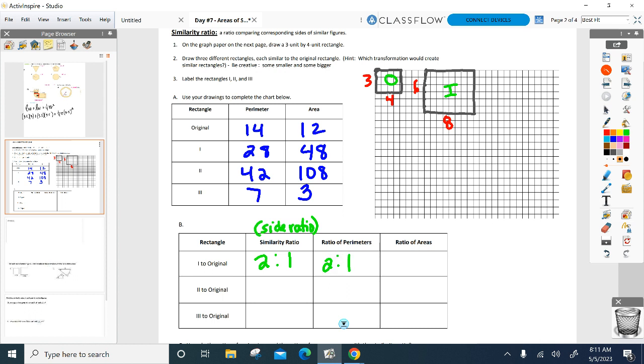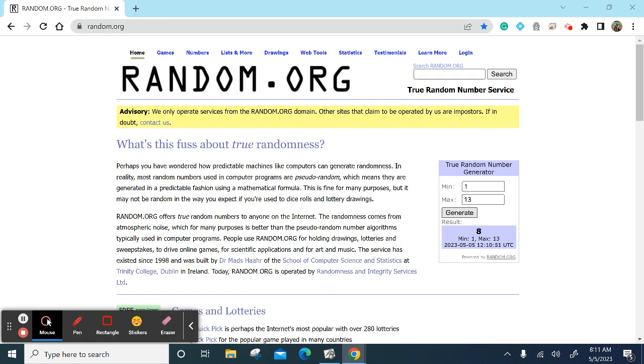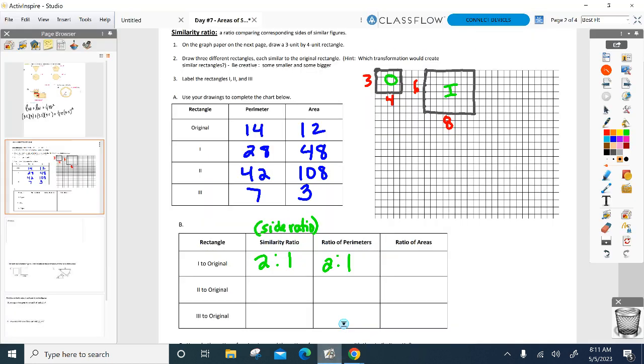Now look at the areas. 48 to 12. Oh, I hate to break it to you. That's not 2 to 1, but it does reduce down to what, though? All you have to do, just type it in your calculator, 48 over 12 as a fraction, and it'll reduce it for you. 4 to 1. All right, let's keep going here. So we establish a pattern.